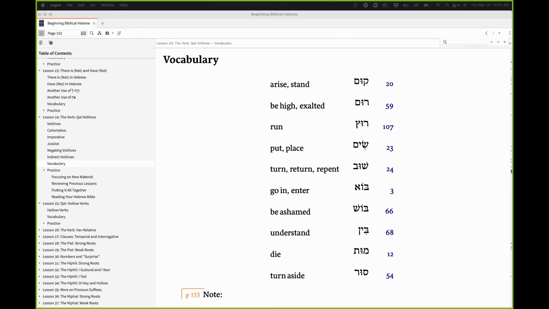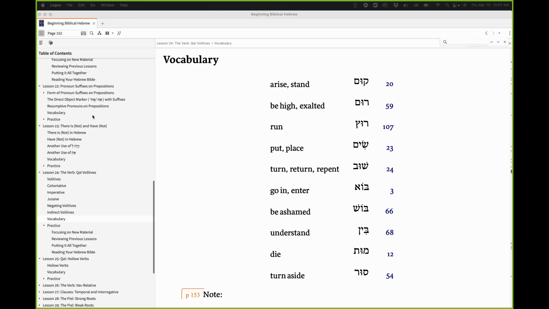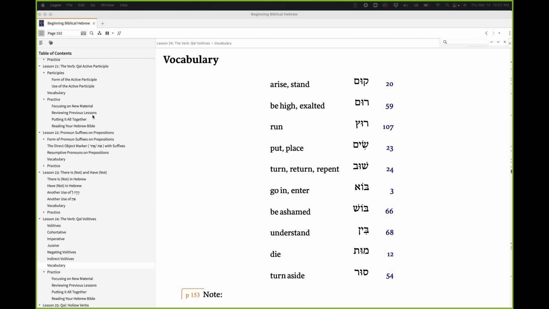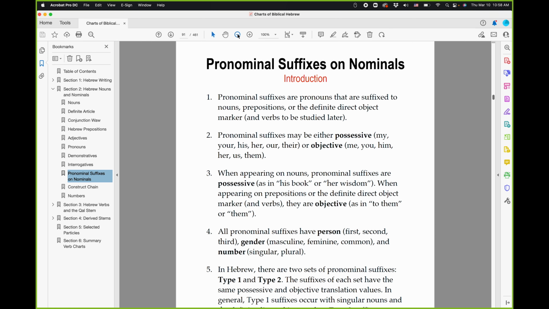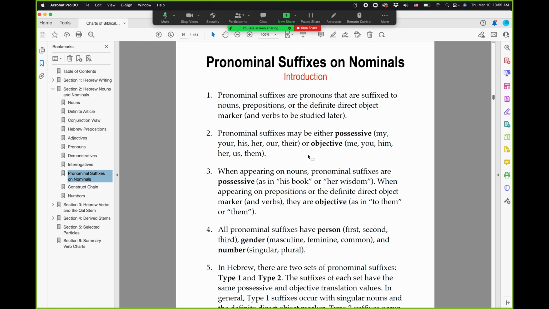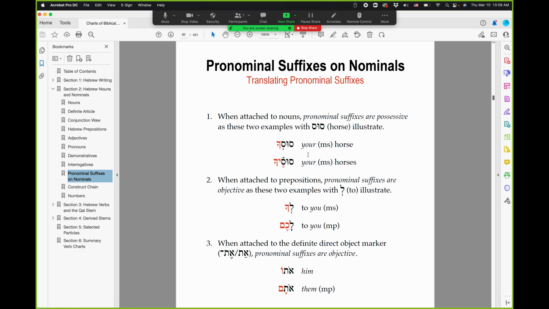Let's talk about prepositions taking object suffixes or pronoun suffixes. This is one place where I prefer the way that Pratico and Van Pelt present information as opposed to Futato. So let me pull up a chart from Pratico and Van Pelt. Futato presents these two types of suffixes as suffixes that go on singular nouns as one type, and suffixes that go on plural nouns as another type. Instead of presenting them that way, Pratico and Van Pelt just present it as two types of suffixes that go on nouns.